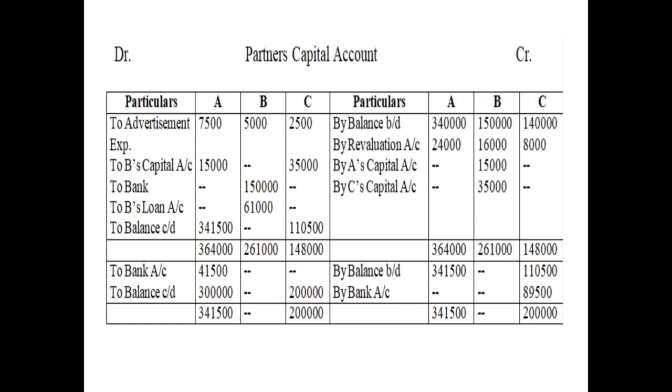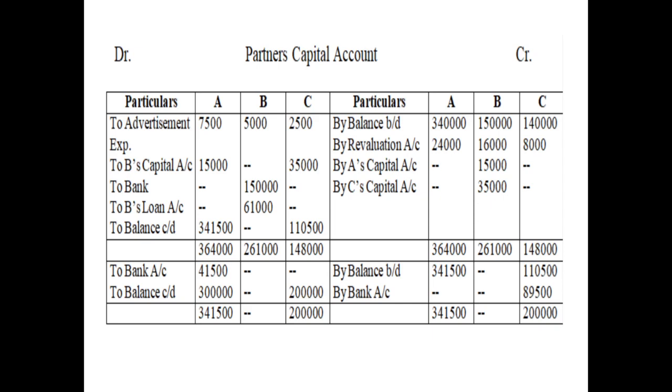And the required capital of C was 2 lakh as we have calculated before, but the existing capital is 1,10,500. That means there is a deficit of 89,500, which will be further introduced by C, and therefore it will increase the capital balance, which we have shown on the credit side as by bank account 89,500.